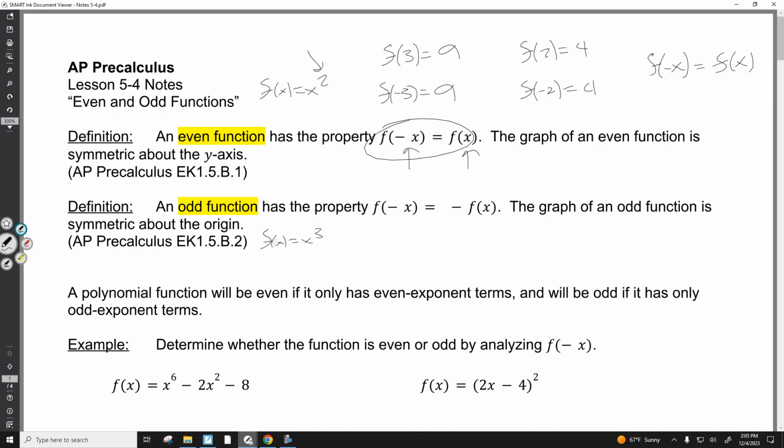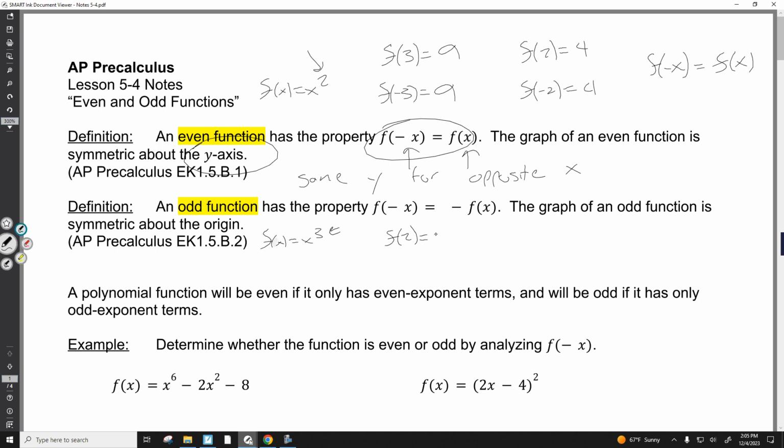Even functions are symmetrical about the y-axis. You get the same y coordinates for opposite x coordinates. Okay? Same y for opposite x. You see x cubed and you're like, oh, that's an odd power, so it's an odd function. And yes, you're correct, but there's more to that. Odd functions are defined as you get opposite y for opposite x.